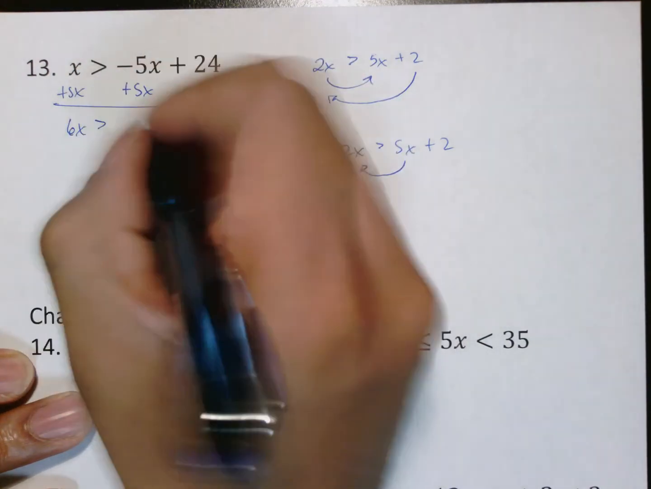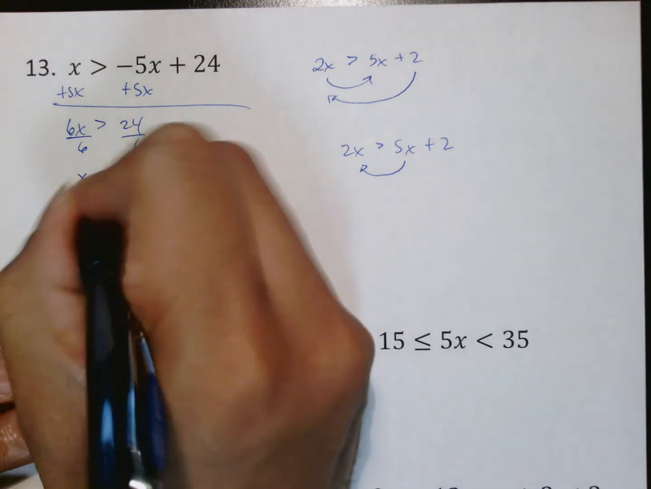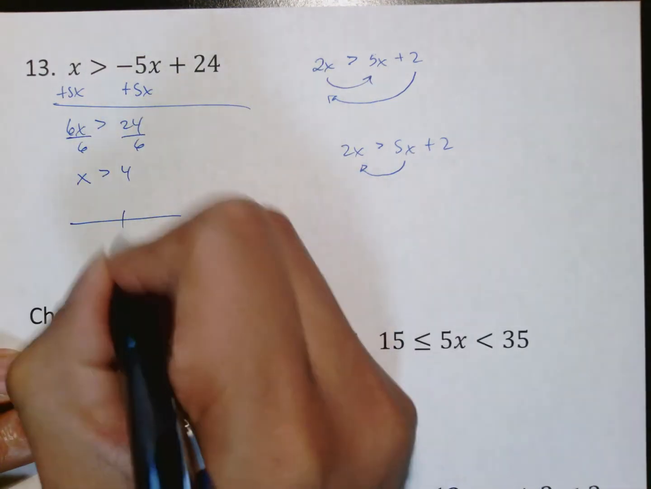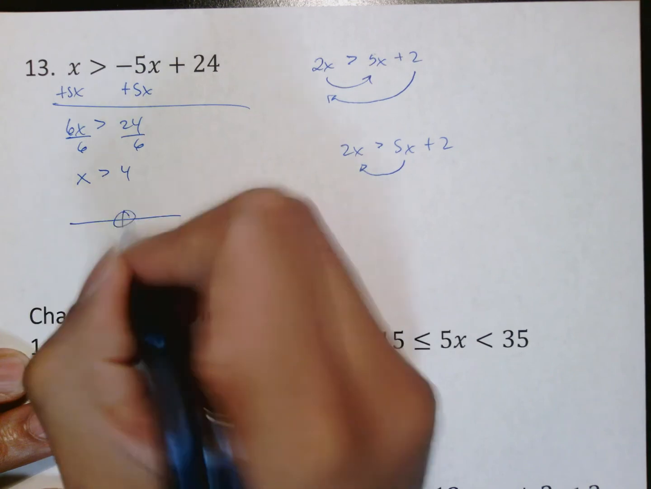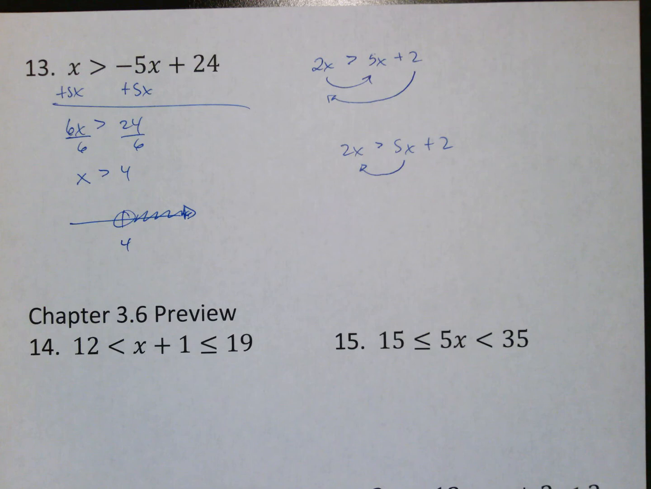So 6x, copy the sign, was 24. Divide by 6. X is greater than 4. Open circle because there's no line and the arrow, and I didn't want to give you two of those because there was no need.